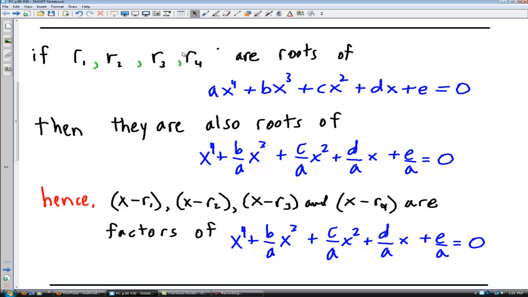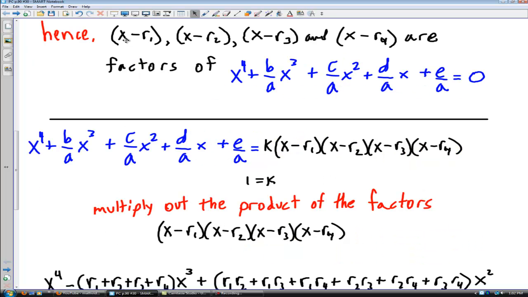If r1, r2, r3, r4 are the roots of this quartic polynomial, then they will also be the roots of this version where we divided both sides of our equation by a in order to have 1 as our leading coefficient, which will make x minus r sub 1, x minus r sub 2, x minus r sub 3, and x minus r sub 4 the factors of this polynomial. We can then make the equation the polynomial equals the product of the factors multiplied by k, where our leading coefficient is now 1. And so to finish the problem, I need to multiply out all of the factors.